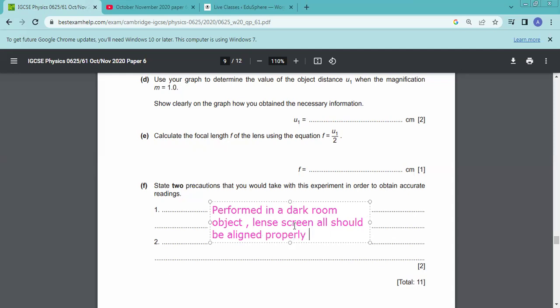Now, this is the question that we have done. This is question number 3. I hope you have understood this question.